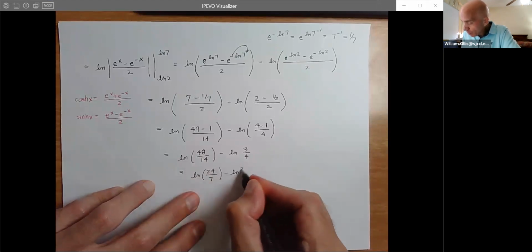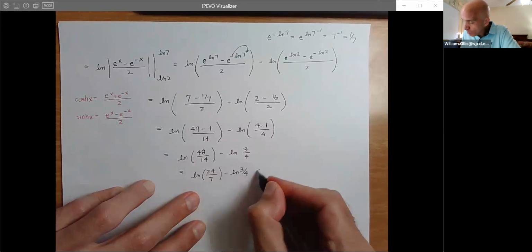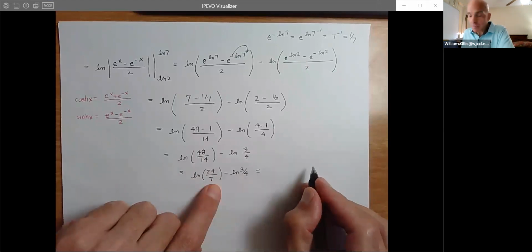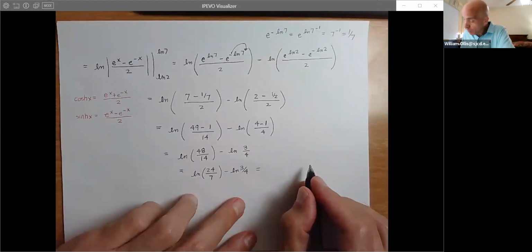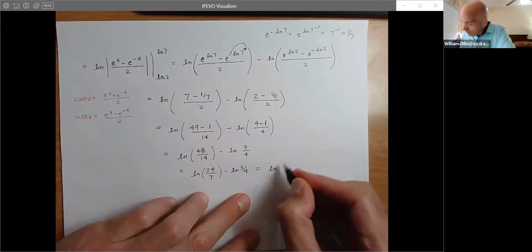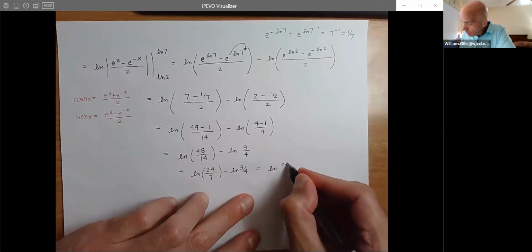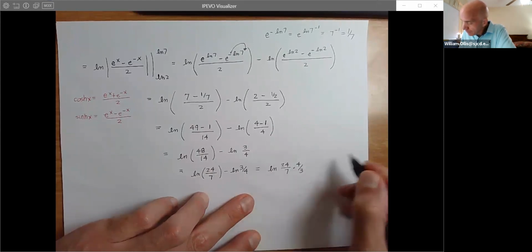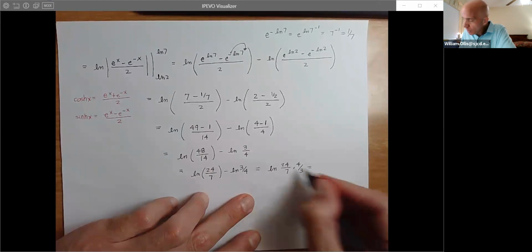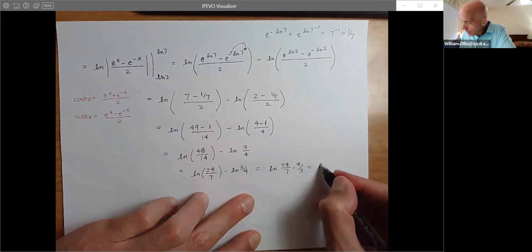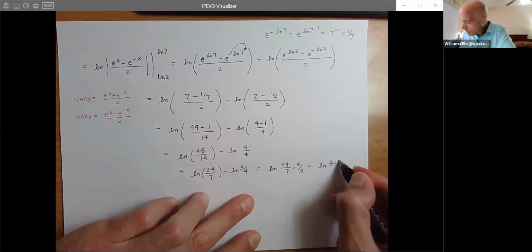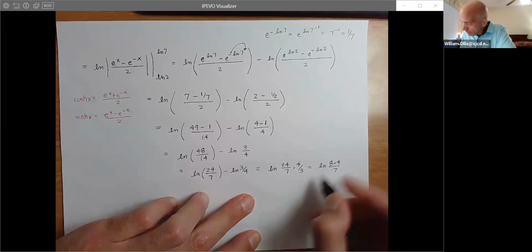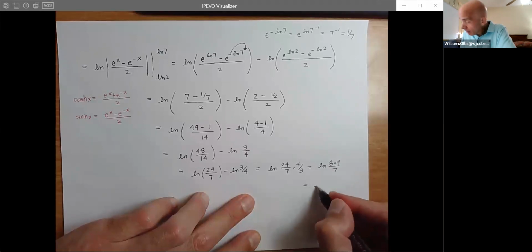minus ln 3/4. And then, of course, we have the log of a difference of logs, which is the log of a quotient. So we have 24 over 7 times 4 over 3. And of course, the 3 absorbs into the 24 to give us an 8. So we have 8 times 4 over 7, and you get log of 32 over 7.